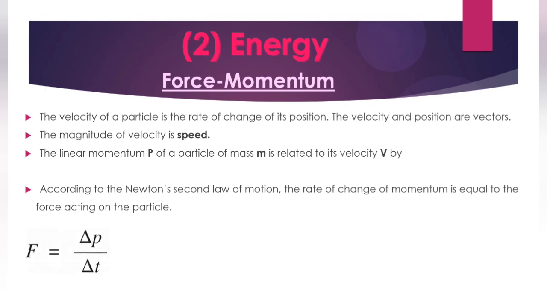p stands for linear momentum. Also, it equals the multiplication of mass and velocity. The rate of change in velocity is called acceleration. When we add this to Newton's formula, we get F = ma.